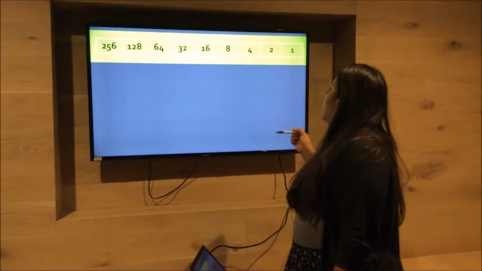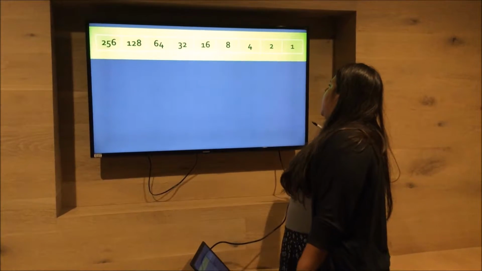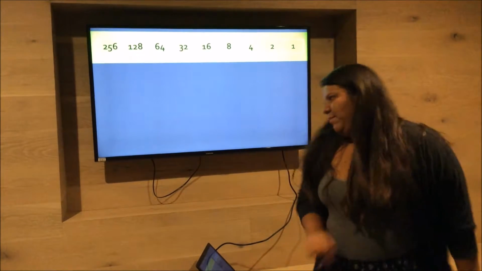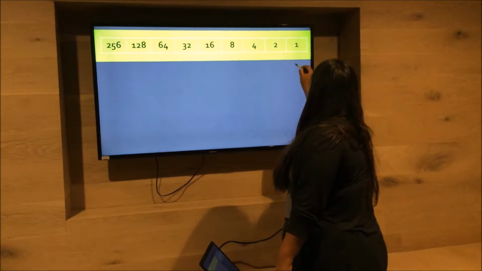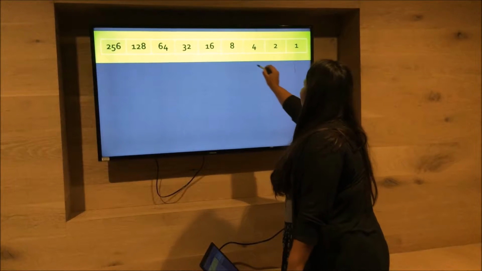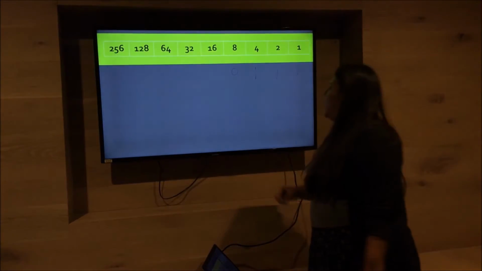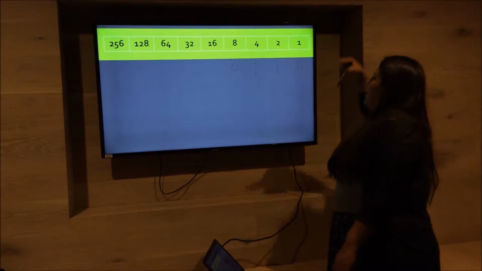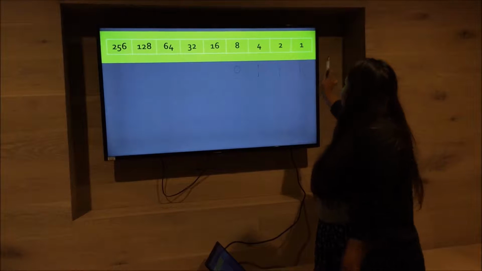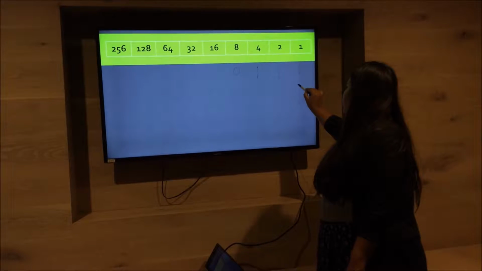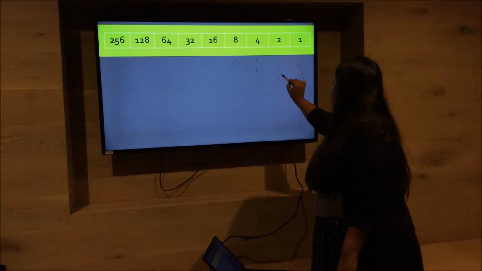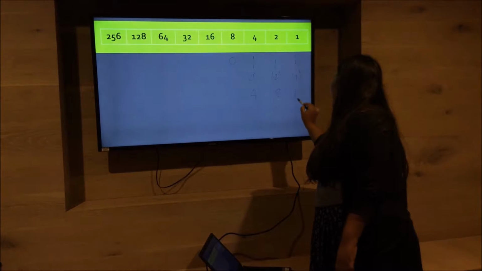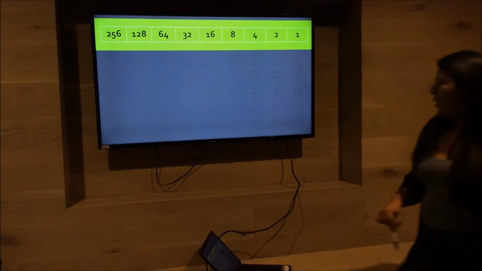For example, if we want to write a number, tell me a basic number. 7. Okay, so 1, 1, 1. And how do we know that it's a 7? Because we multiply the digit by its position. This one we multiply by 1, this by 2, this by 4. So it will be 4, 2, and 1, sorry. And this will be 7.